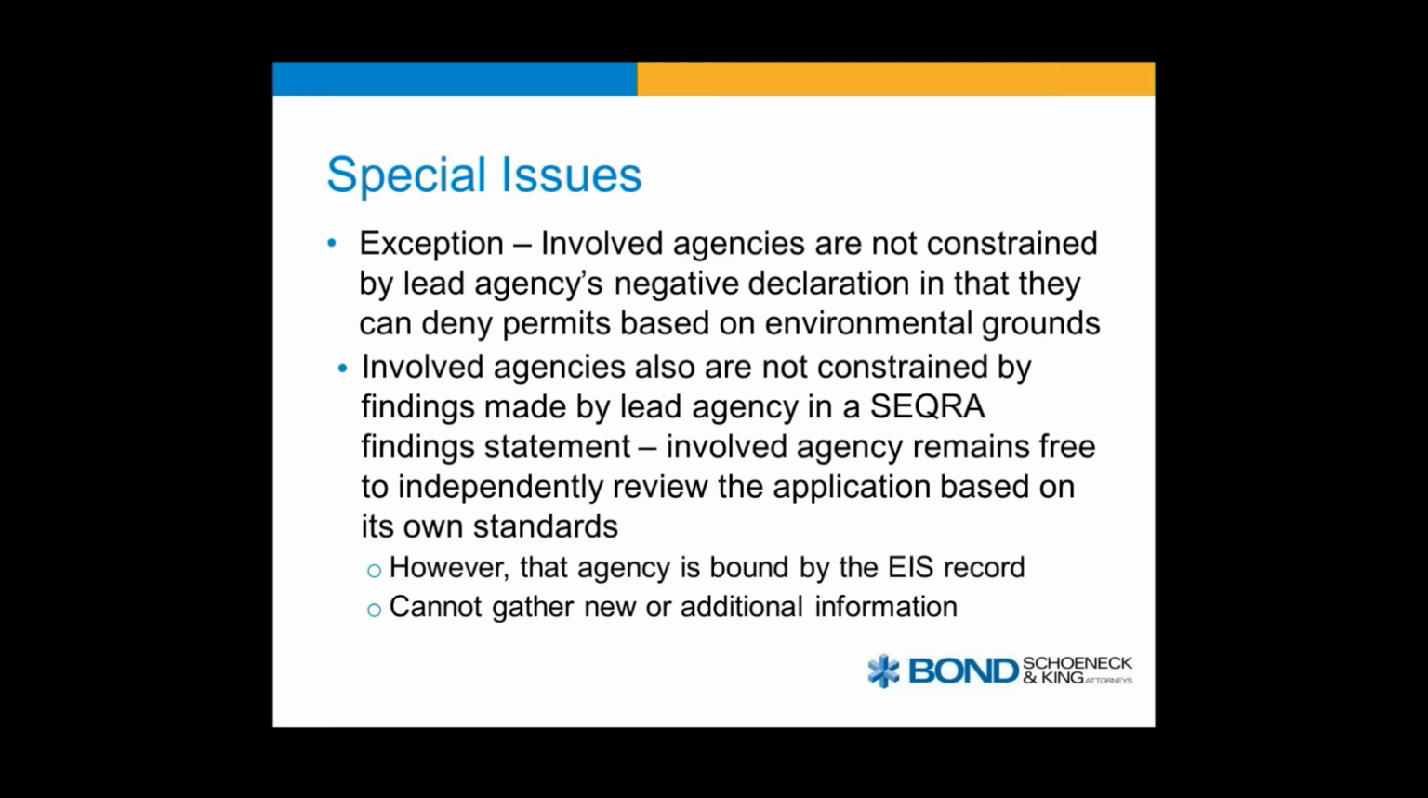The exception to this would be involved agencies. They're not constrained by the lead agency's negative declaration, so they could deny their permits based on environmental grounds. And then this goes to the question that was asked. Involved agencies are also not constrained by the findings made by a lead agency in a SEQRA finding statement. They can independently review the application based on its own standards. The one thing to keep in mind with respect to that is that that agency is bound by the EIS record. They can't go out and gather new or additional information.